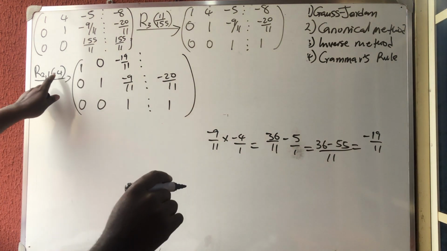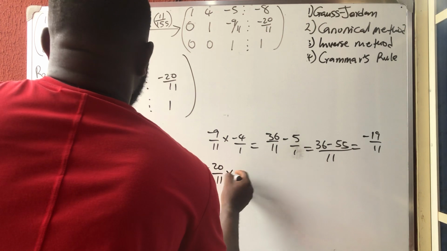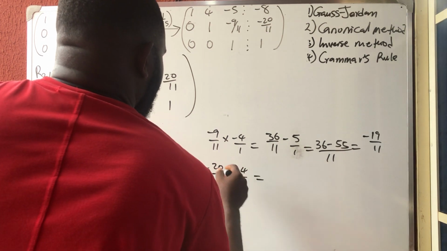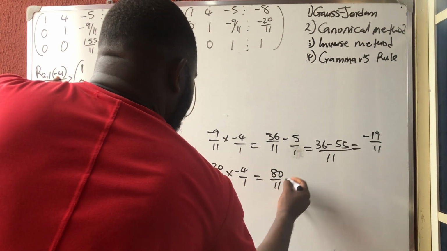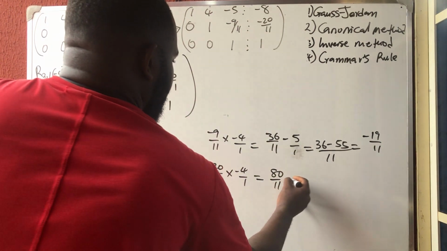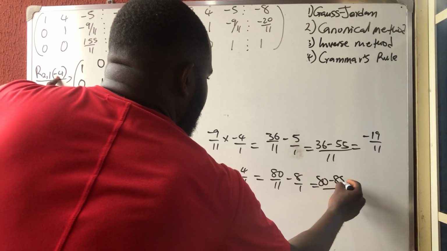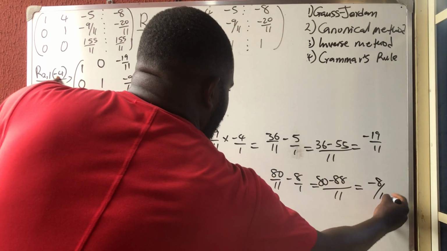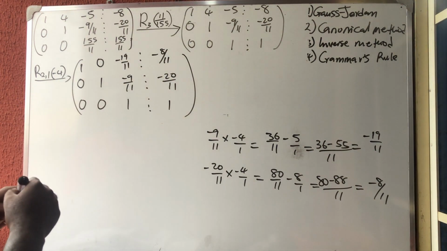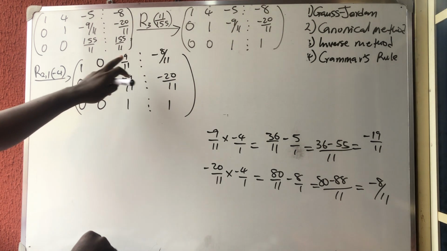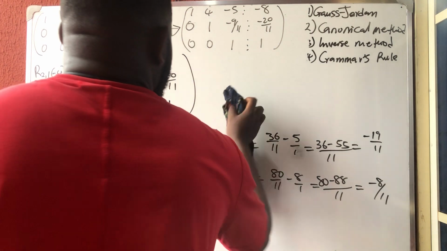So here I'm having minus 19 over 11, dot, dot, dot. Let's do the same thing again. Minus 4 times this, that is minus 20 over 11 times minus 4 over 1, will give you 80 over 11, and we are adding it to minus 8 over 1. So the LCM is 11. 80 minus 88 will give you minus 8 over 11. Okay, here is minus 8 over 11. So we have gotten here to be 0. It remains to get here to be 0 and here to be 0. So how do we get there to be 0?